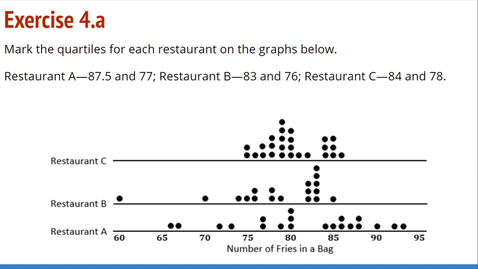All right, so here we've got our restaurants again, and we are going to mark the quartiles for each restaurant on the graph below. So go ahead and pause, and well, I guess before you pause, you're going to mark where 87.5 is on restaurant A and where 77 is on restaurant A, and then do the same for B and C. So now pause and do it.